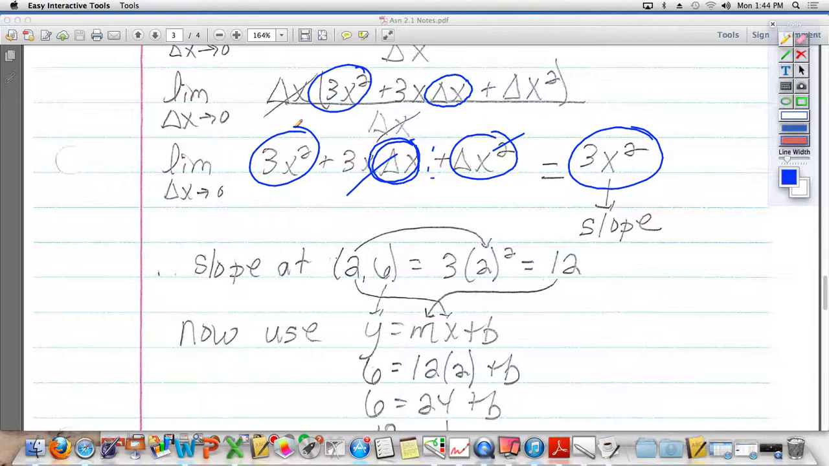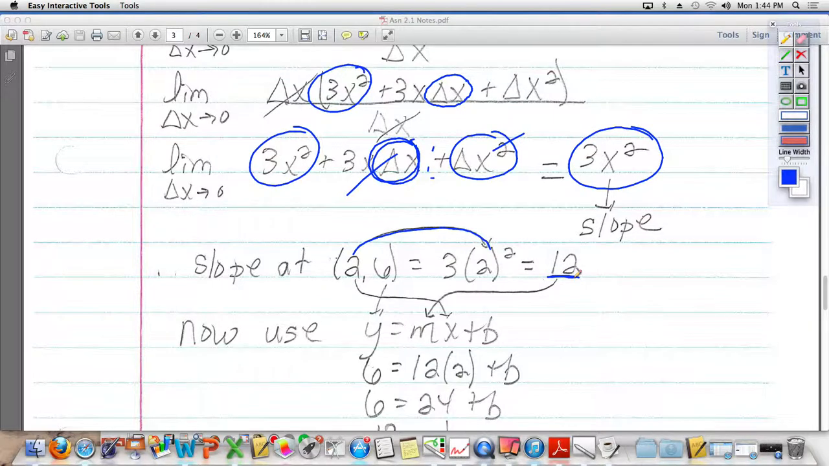So this is the formula, or the equation, or the function rule that you're going to use to calculate your slope. So what is your slope at the point 2, 6? Well, you use this rule, and you replace your x with the x value, which is 2. So I put my 2 in here, so I get 3 times 2 squared. 3 times 2 squared is 12.